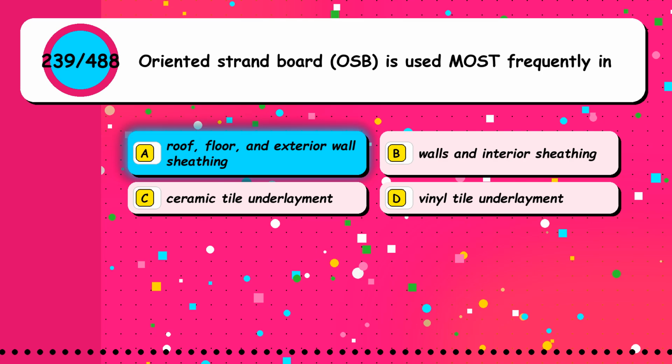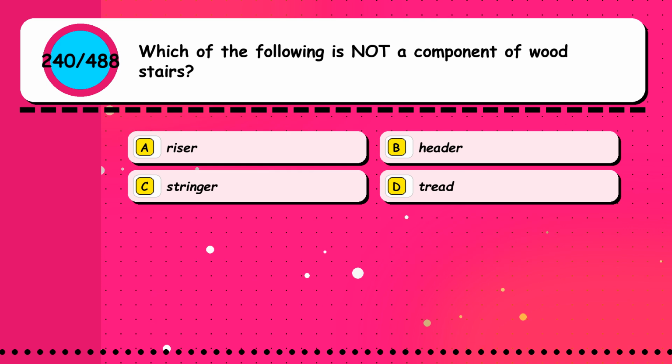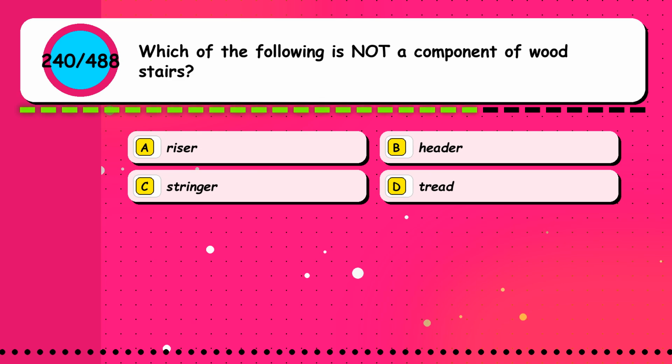The correct answer is option A, roof, floor, and exterior wall sheathing. Question 240. Which of the following is not a component of wood stairs? Option A, riser. Option B, header. Option C, stringer. Option D, tread.